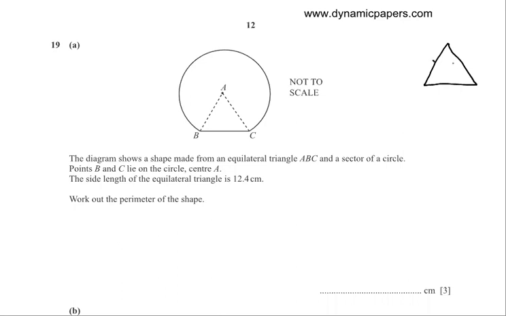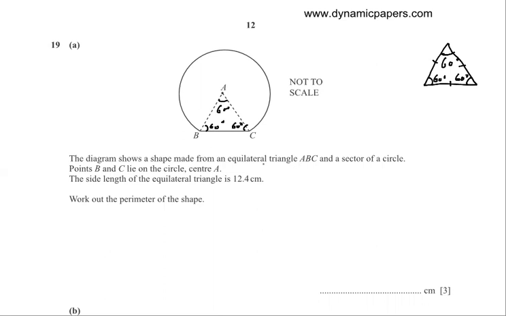If all sides are equal, then you know the angles in an equilateral triangle are 60 degrees. This is 60 degrees, this is 60 degrees, this is 60 degrees. So it means each angle is 60 degrees.